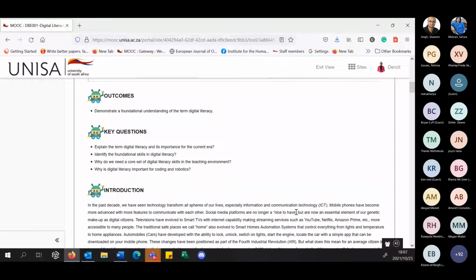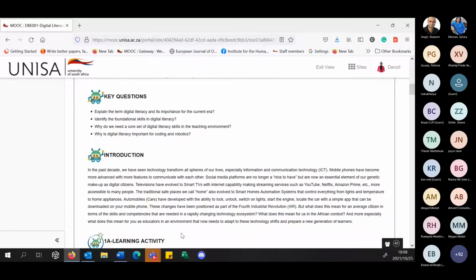The key questions, there are 4 key questions that form the basis of this unit. By the end of this, you should be able to explain the term digital literacy and its importance for the current era, and identify the foundational skills in digital literacy. Why do we need a core set of digital literacy skills in teaching environments? And why is digital literacy important for coding and robotics? Can you not just jump into coding and robotics? Do we really need a foundation to be built in digital literacy for coding and robotics? We try to unpack a little bit about this in the space of this short study unit.